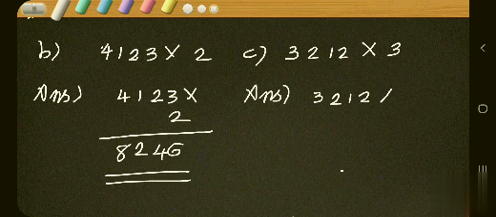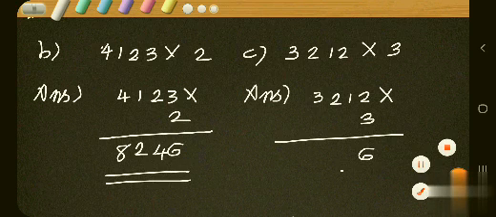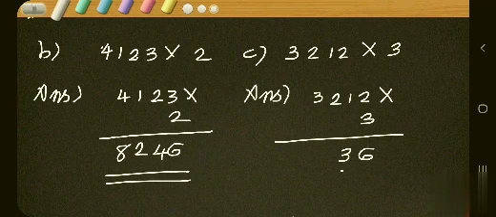3212 into 3. Now, which are the numbers to be multiplied first? Can you see? First, we have to multiply 3 and 2. 3 2s are 6. Then we have to multiply 1 and 3. 1 3 is 3. Then we have to multiply 2 and 3. 2 3s are 6. And finally, 3 and 3. 3 3s are 9. So this is the final answer.